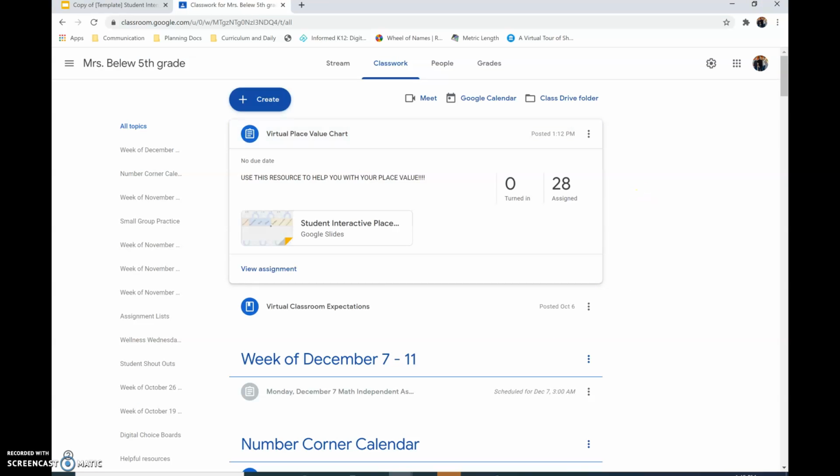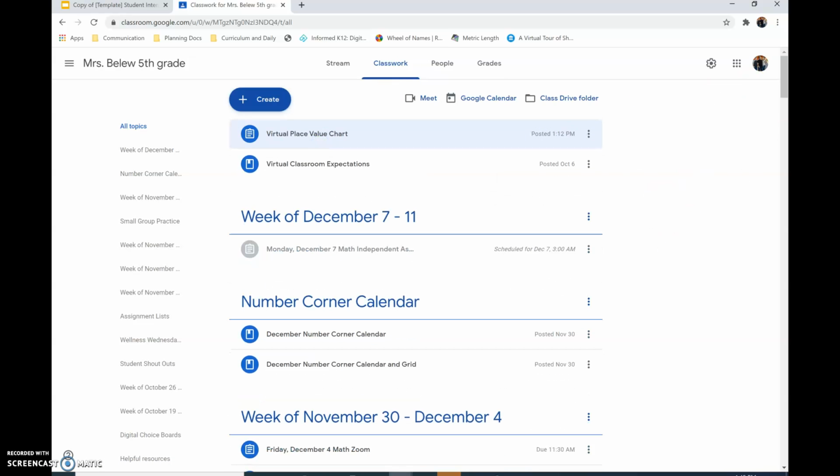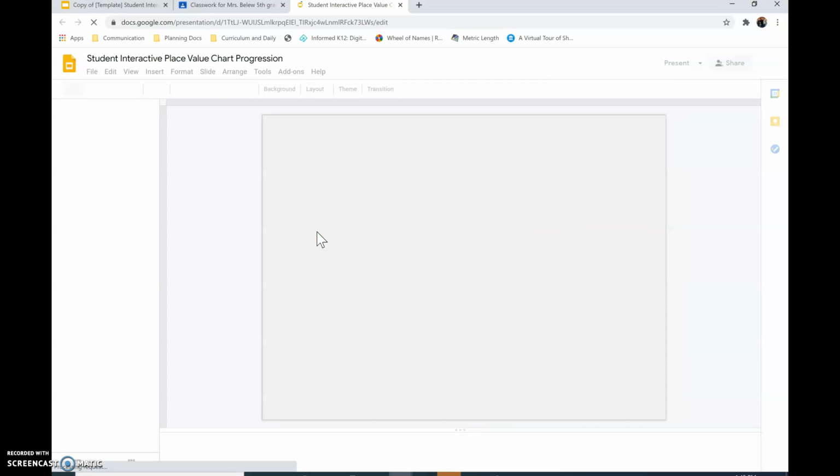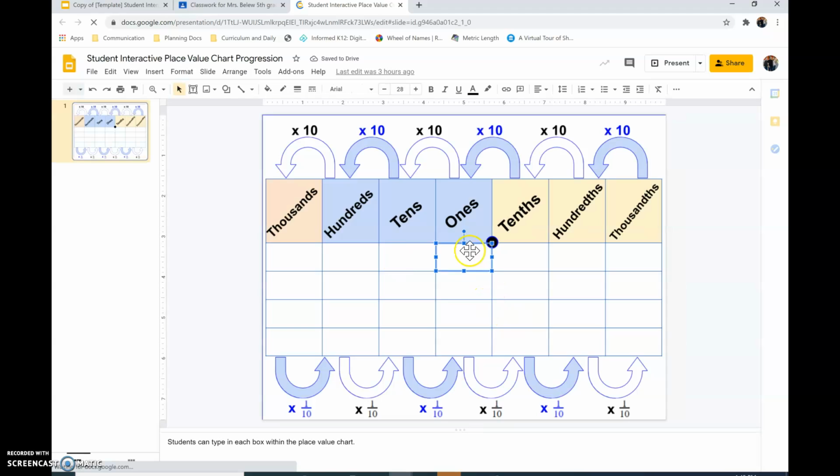Here it is. I click on classwork. And it is the very first thing that you see in our Google Classroom. It's right here, virtual place value chart. I expect that you use this. It will help you. So all you do is click on it and it brings it up and you're able to type in it. Notice that when you click on it, there are text boxes. Please do not turn this in. This is for you to continue to use.